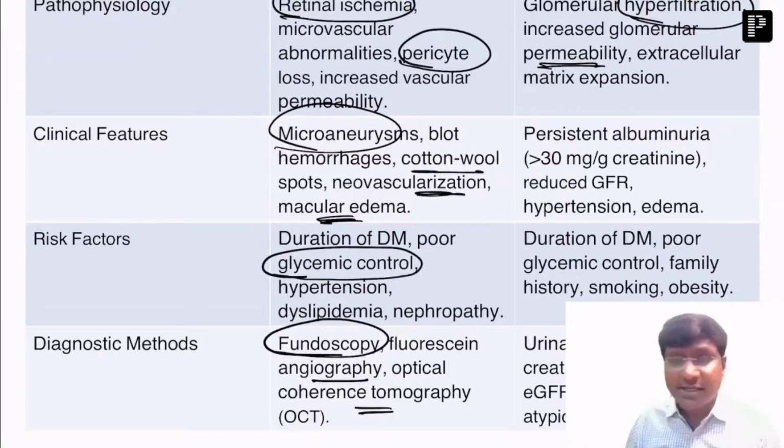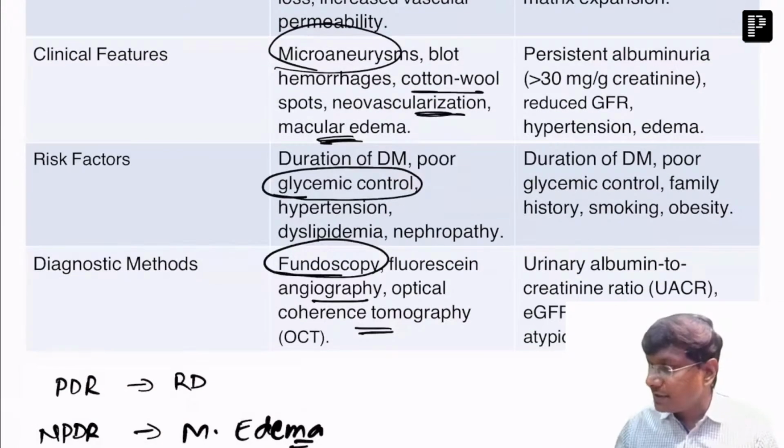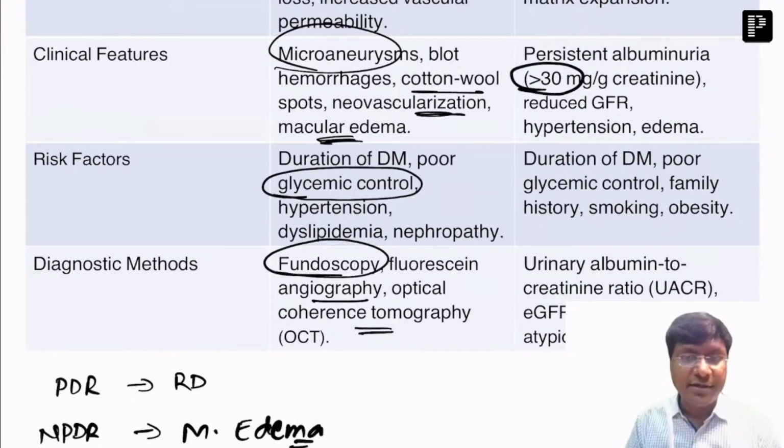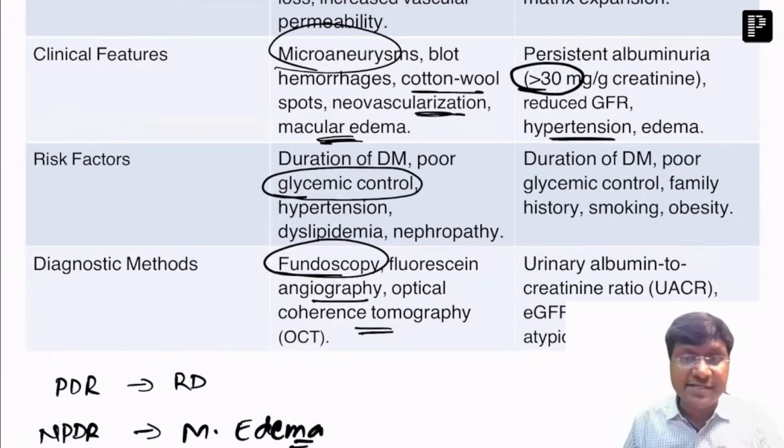Now, what are the clinical features of diabetic nephropathy? In diabetic nephropathy, there will be albuminuria. Initially it will be microalbuminuria, where the albumin levels will be more than 30 milligrams per gram. But as the severity progresses, it will go up to more than 300 milligrams per gram of creatinine. And that we call as macroalbuminuria. Followed by that, there will be reduced GFR, hypertension, as well as edema. That is what you'll observe in case of diabetic nephropathy.